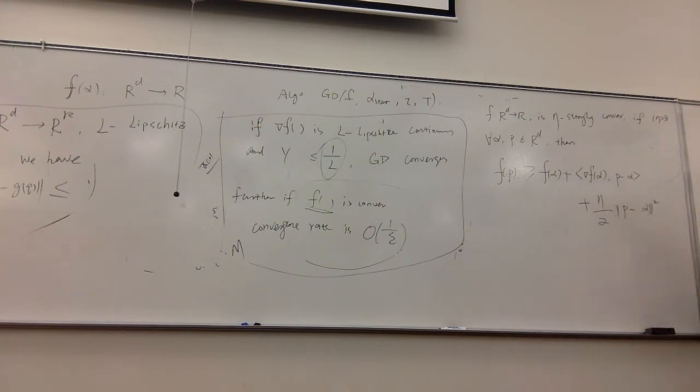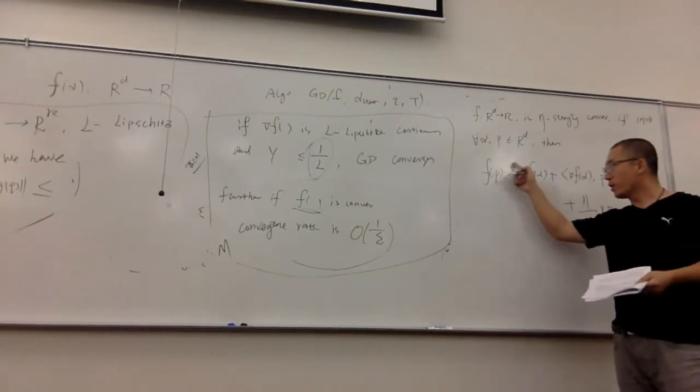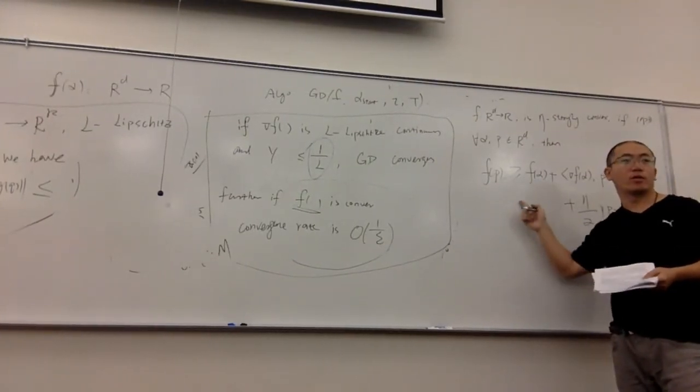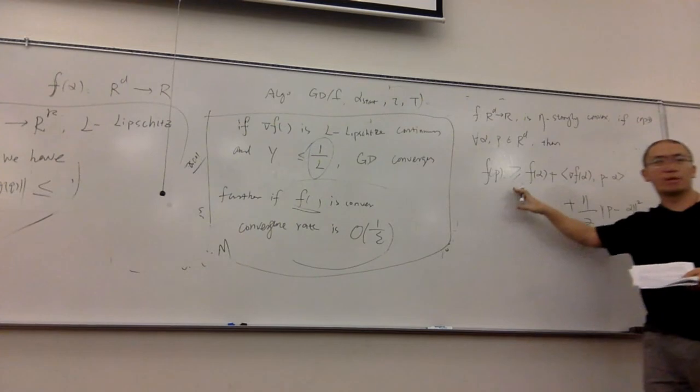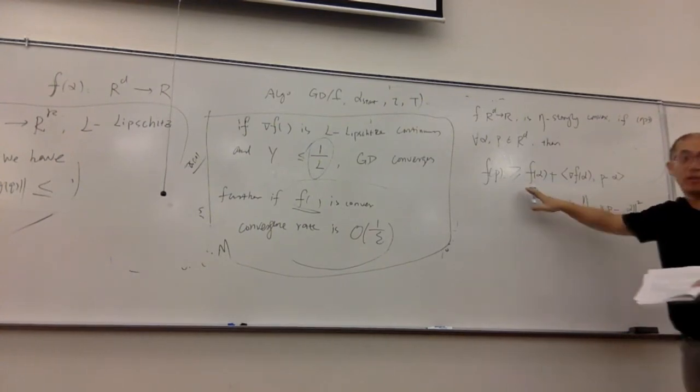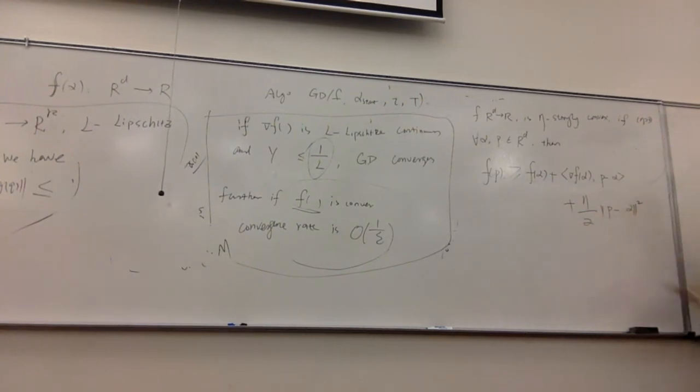If you check the course material, there's a typo in it. The course material actually has the wrong direction of the inequality. So be careful. It must be bigger than or equal to. So this is called a strongly convex function.